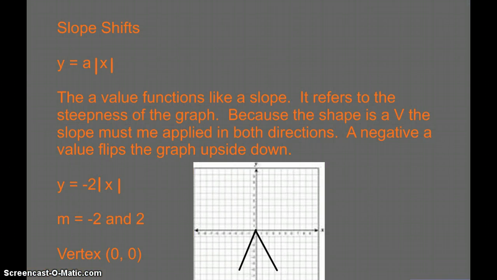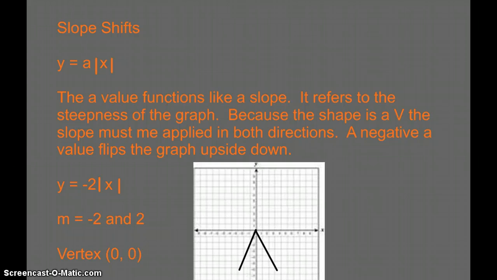Our final shift is our shift in our slope, or the steepness of our graph. And that's going to be a number in front of the absolute value, very similar to linear functions. In a linear function, the number in front of x represents the slope. It's the same idea here. The a value functions as a slope, and it's going to control the steepness of the line.